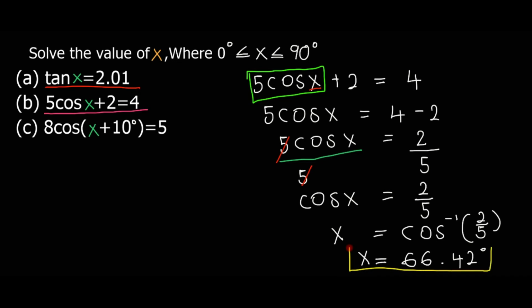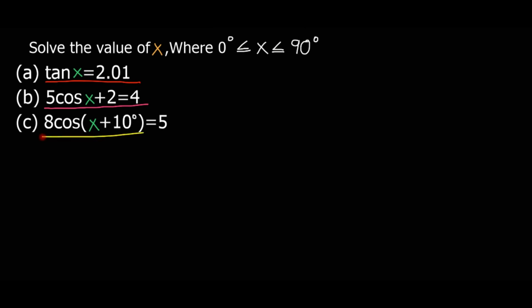So always make sure that your trig function is alone on one side, so whatever number is with it you take to the other side, and then the second step, you check that the coefficient is 1. If the coefficient is not 1, then you divide by that coefficient. Then part C we have 8 cos of x plus 10 degrees is equal to 5.